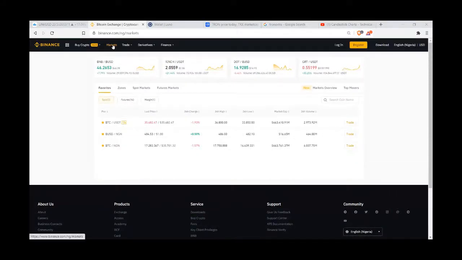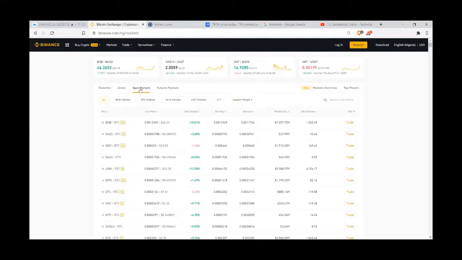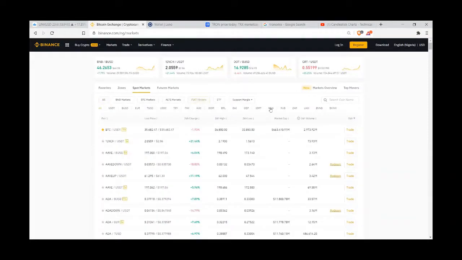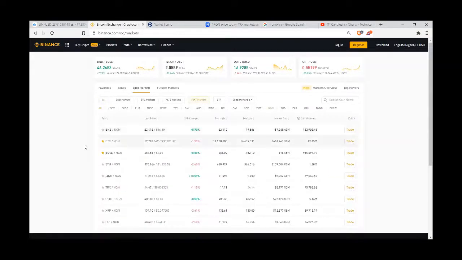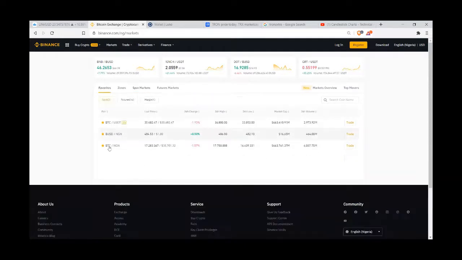So I'm in market, don't forget, and under market, I came to spot market. There are futures markets, we can explain that later. Under spot market, I came to fiat. Don't forget, fiat is paper money, and I came to naira. So that was how I got to this. You see that everything here is quoted in naira. Don't forget, the second currency is called the quote currency, while the first one is called the base currency. In my naira market, I put BTC and BUSD as my favorites. So I can come to favorites and you will see those 3.